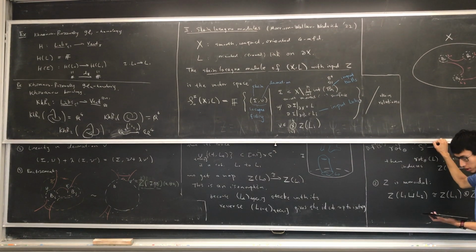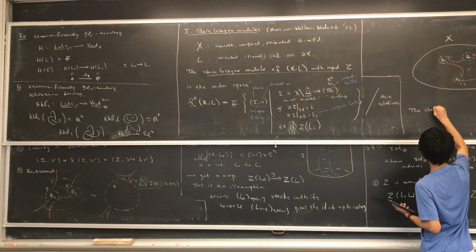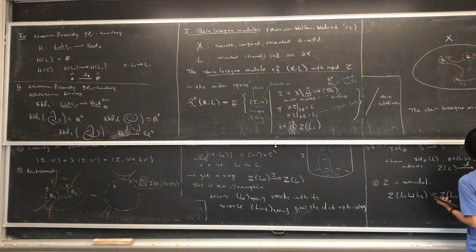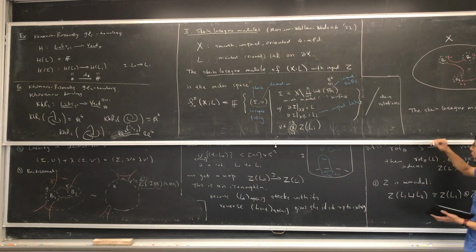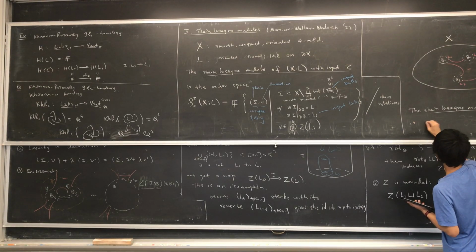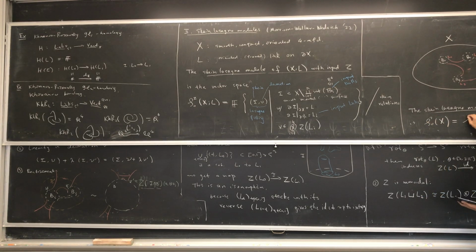And I guess as a piece of notation, I will say the skein lasagna module of my four-manifold X without the boundary thing, C, to be just the skein lasagna module with respect to the empty link boundary.